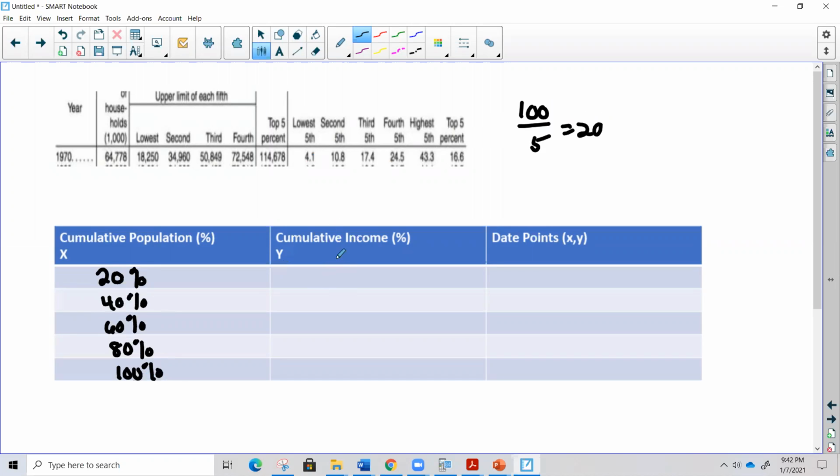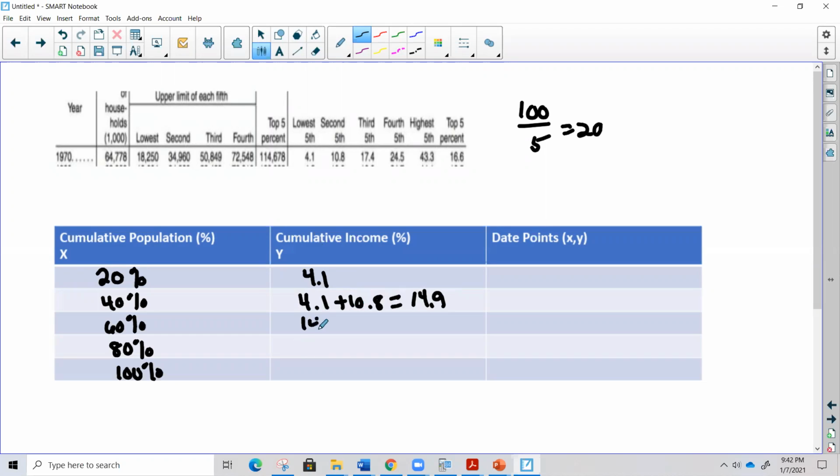So for the income, I'm going to do the same idea. The lowest fifth was 4.1%. I don't really need to put the percentage sign since it's up here, but you can either way. And then my second fifth is 10.8. Because it's cumulative, I'm adding them. So here I'm adding 4.1 and 10.8 to get this value in my table. Okay, and that gives me 14.9%.